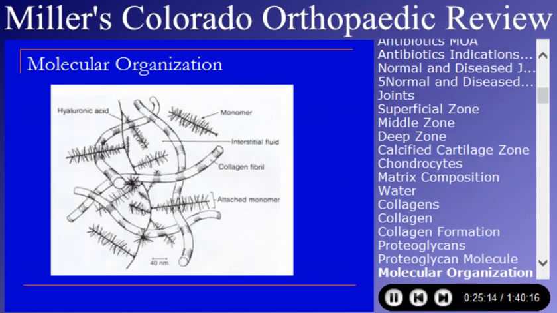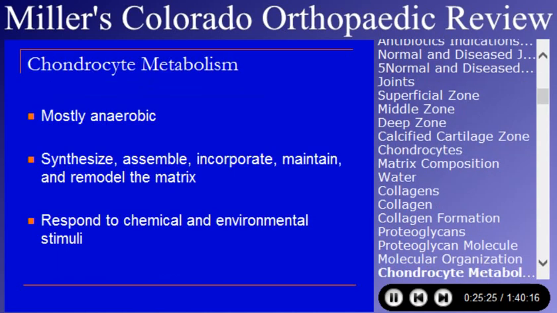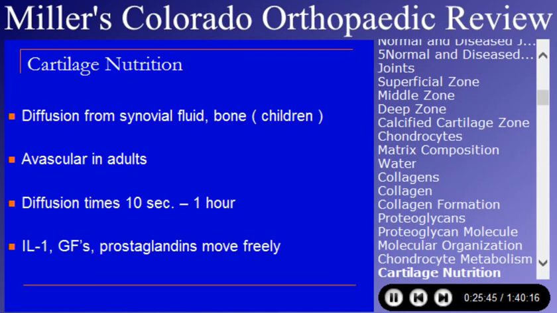The molecular organization is that the glycosaminoglycans are intermixed with the collagen, which help to maintain them and to give them structural support. Chondrocyte metabolism is mostly anaerobic. Children have some aerobic chondrocyte metabolism early. They synthesize, assemble, and basically maintain the extracellular matrix, respond to chemical and environmental stimuli.